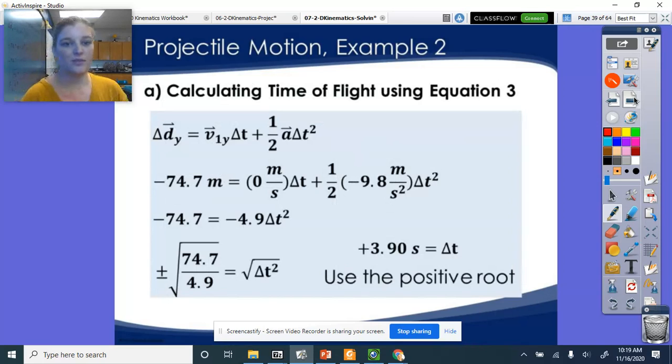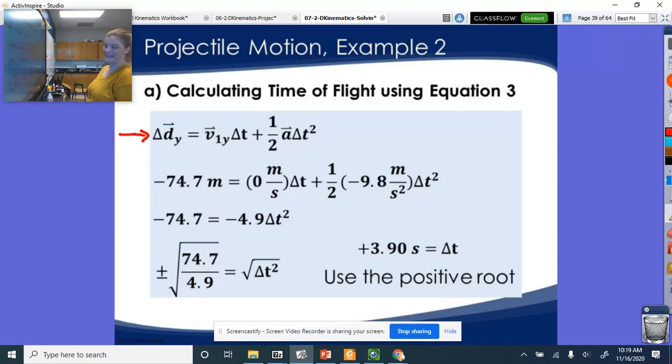So I'm going to use my kinematics equations. We used equation 3 again. It's a classic. It's really great. In this case, we are starting off with our y, and the reason is that we know 2 of our variables in the y direction, so it's going to be easiest for us to solve for time.